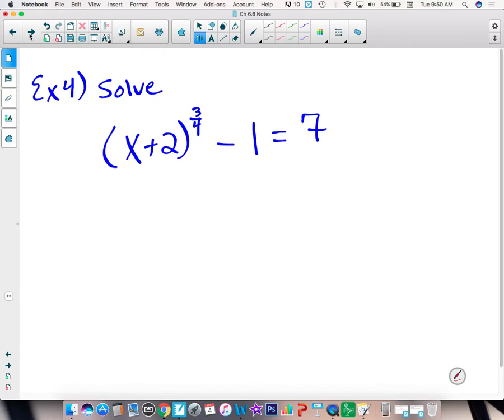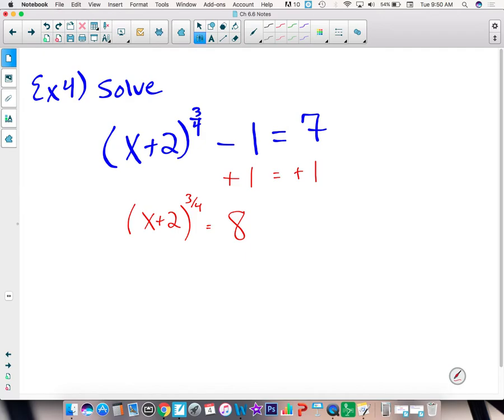Okay, so looking at it, the thing that we have to isolate now is that. We have to get that by itself because that is the thing with our power. Okay, we have to get that by itself. So, easy step to get rid of that 1. So you have x plus 2, 3/4 power, and you got an 8.